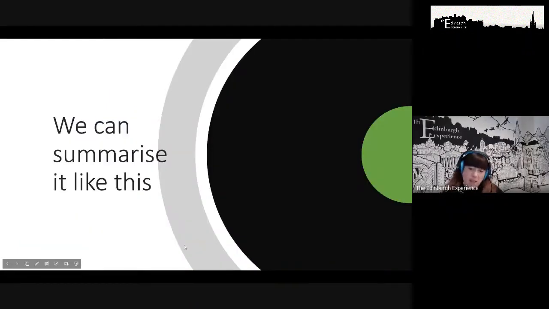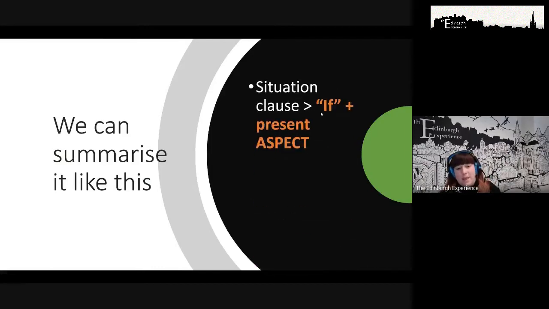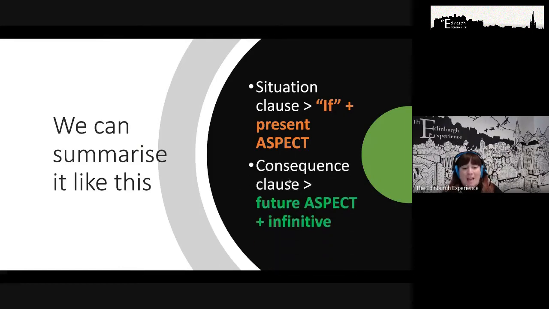A better way to think about how you're constructing a first conditional would be like this, yeah? In my situation clause, I'm going to use if with present aspect, okay? Not present simple. So I can use any kind of structure which is going to express present aspect. So that could be, like the examples we've seen there, present perfect continuous, present continuous, yeah? We can have lots of different ones depending on what we want to express. And in my consequence clause, I'm using future aspect with an infinitive.